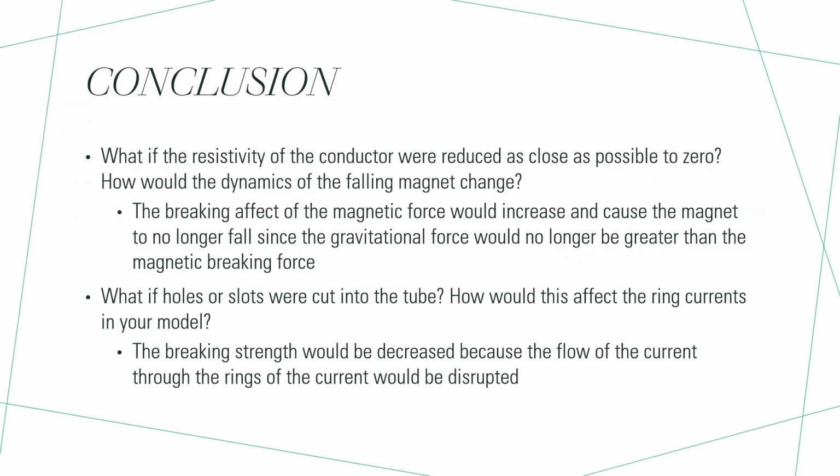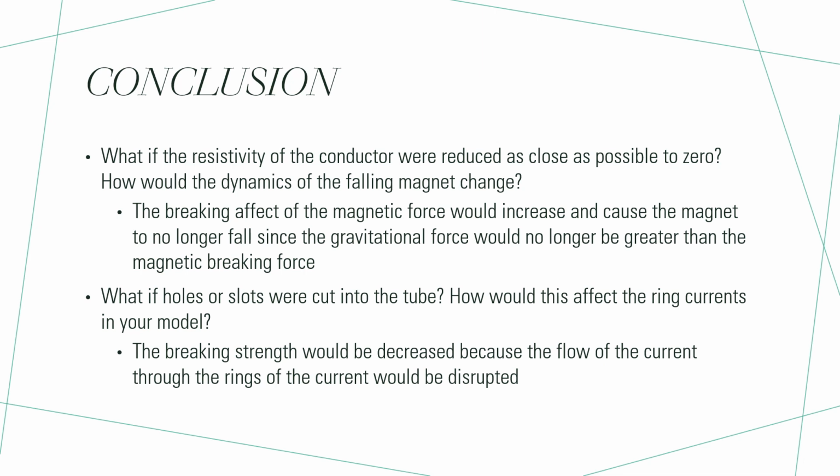So now we have our conclusion, which is first, what if the resistance of the conductor was reduced to as close as possible to zero? How would the dynamic of the falling magnet change? So the braking effect of the magnetic force would increase, which would cause the magnet to no longer fall. And that would be because the gravitational force would be equal to the magnetic braking force. So there would be a net zero force on the magnet.